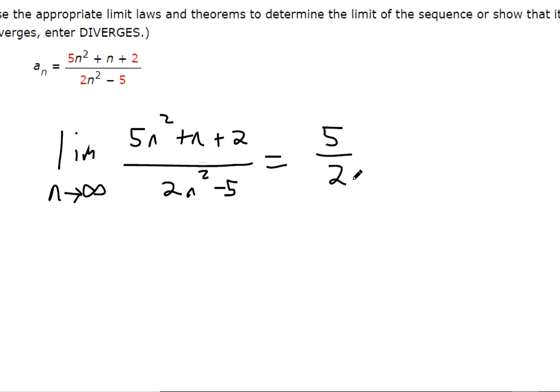Okay, and again, that just comes from considering, back when we considered horizontal asymptotes, if you remember that discussion about when the powers are the same. Same thing here. This sequence is going to eventually approach 5 over 2. So it looks like that's all we had to do for this problem. The limit of this sequence does converge, and the sequence converges to 5 over 2.